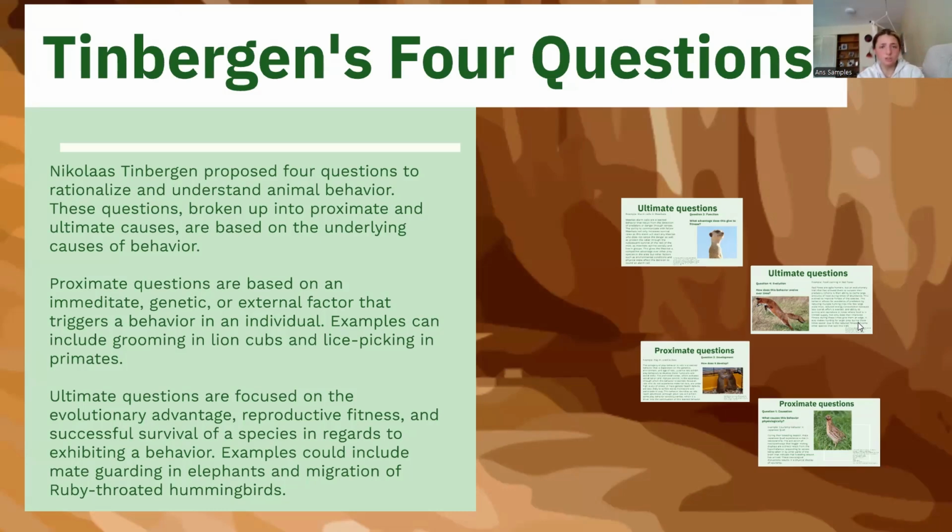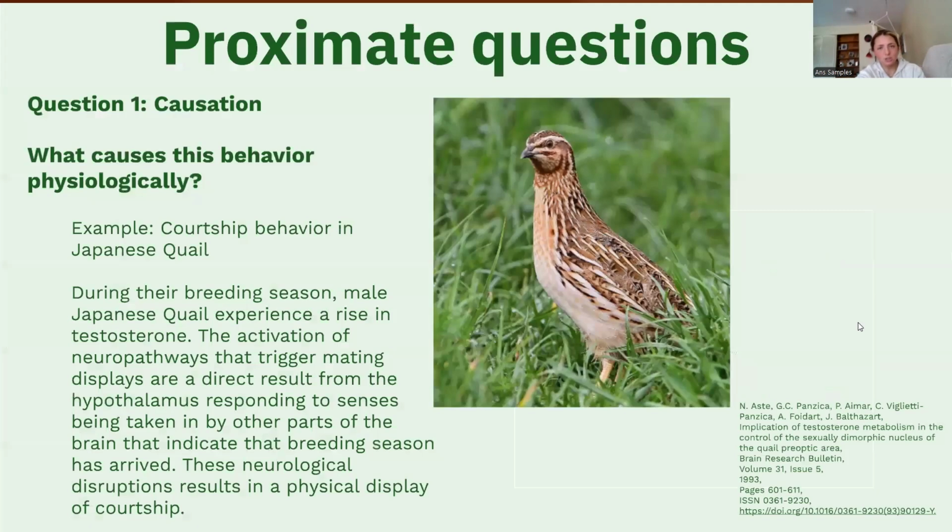The ultimate questions are a little different. He came up with ultimate causes that stem on a population level, on an evolutionary level. So this is, what evolutionary advantage, reproductive fitness, successful survival of a species. These are kind of the what questions, like what happened here. Great examples: mate guarding in elephants. They guard their mates, and that's high survival. Ruby-throated hummingbirds migrate. A lot of birds do. It's pivotal to their survival. We'll get into it.